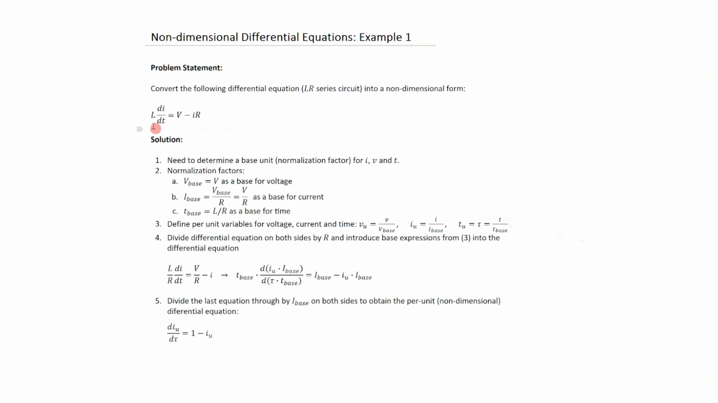This is a differential equation: L di/dt is equal to v minus iR. This is a series LR circuit. How do we convert this into non-dimensional form? Same procedure. We need to determine a base unit normalization factor for current, voltage, and time.